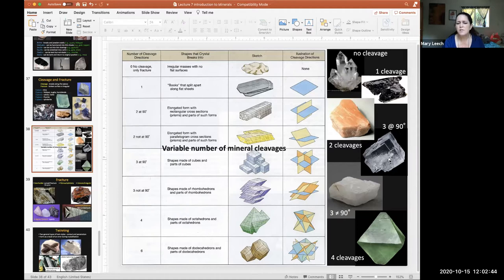So this is three cleavages that intersect at 90 degrees, and this is not at 90 degrees. It's different ways of describing them. Here's two cleavages that intersect at 90, but not all of them do. The hornblende and the amphiboles have two planes that intersect not at 90. The micas all have one cleavage plane that is described as a perfect cleavage because it's so shiny. And then quartz, believe it or not, has no cleavage. Even though you see all these nice crystal faces, that's just its crystal form. It doesn't actually break like that. When you break quartz, it has a conchoidal fracture like glass.